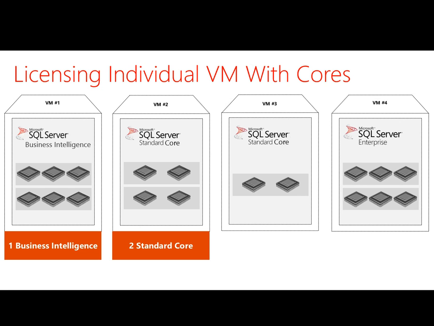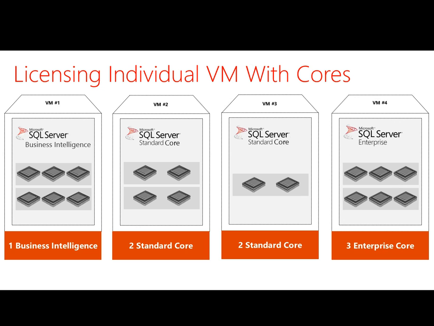Again, the minimum is 4 cores. So even if you put 2 cores, that's going to be 4 cores. So 4 divided by 2, 2 licenses of standard core. And then for VM4 Enterprise Edition with 6 cores, 6 divided by 2, 3 licenses. So the total is 1 business intelligence, 4 standard core licenses, and 3 enterprise core edition.